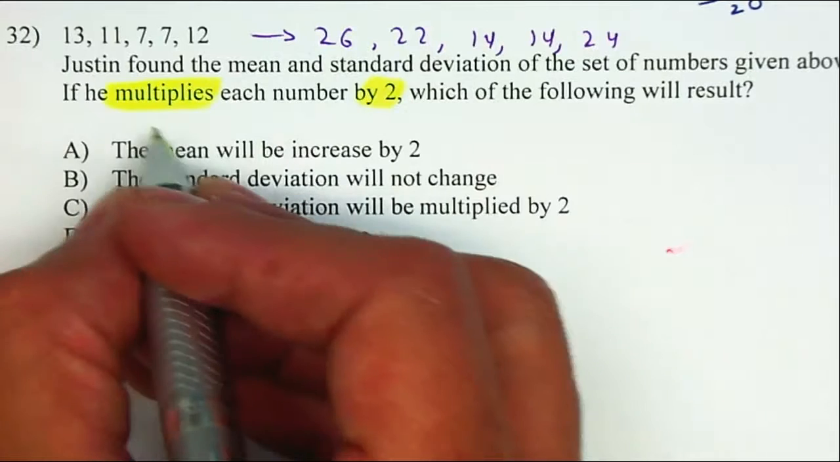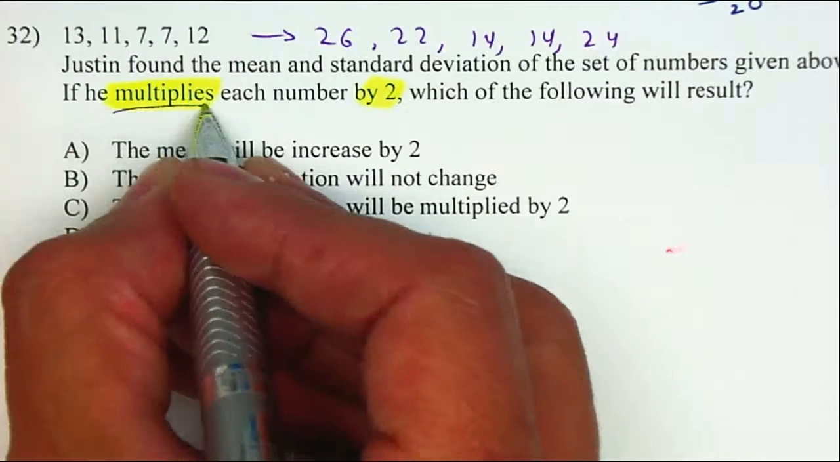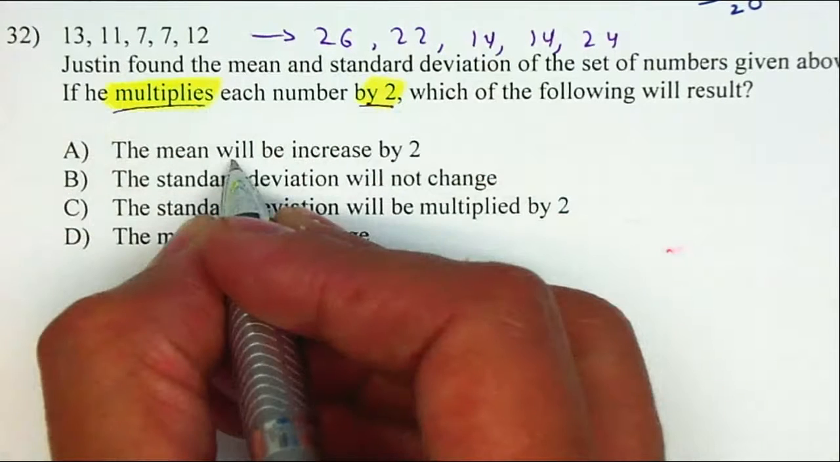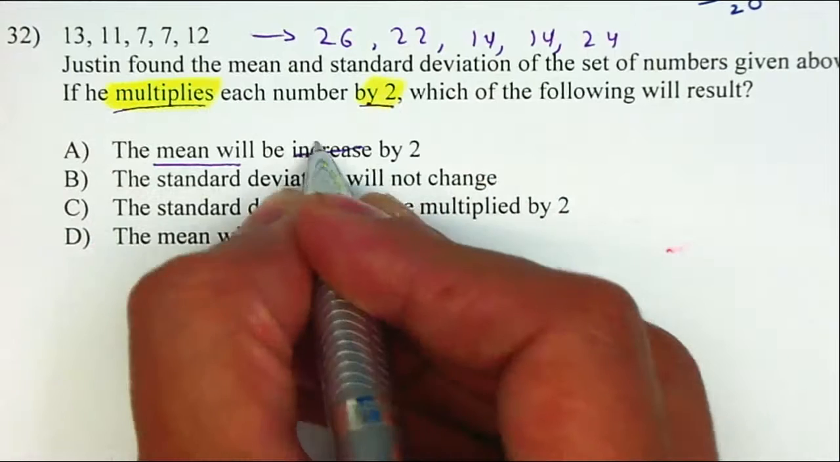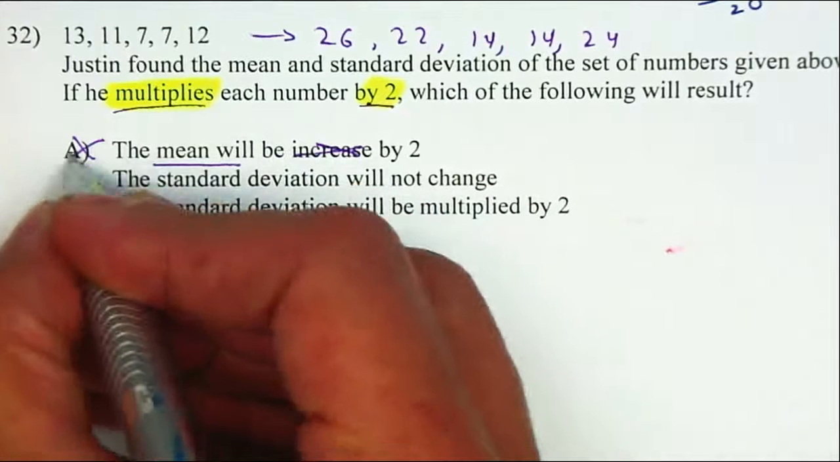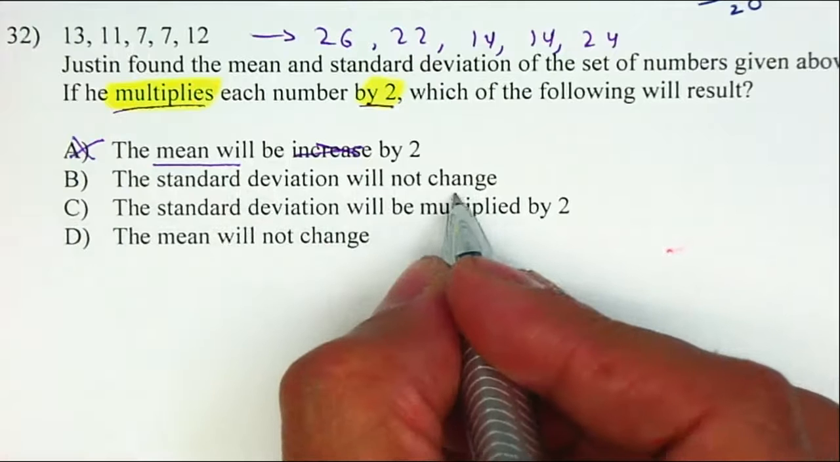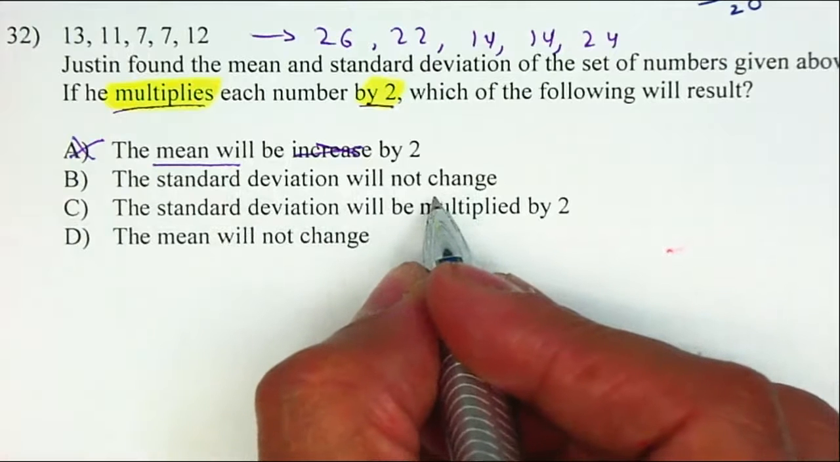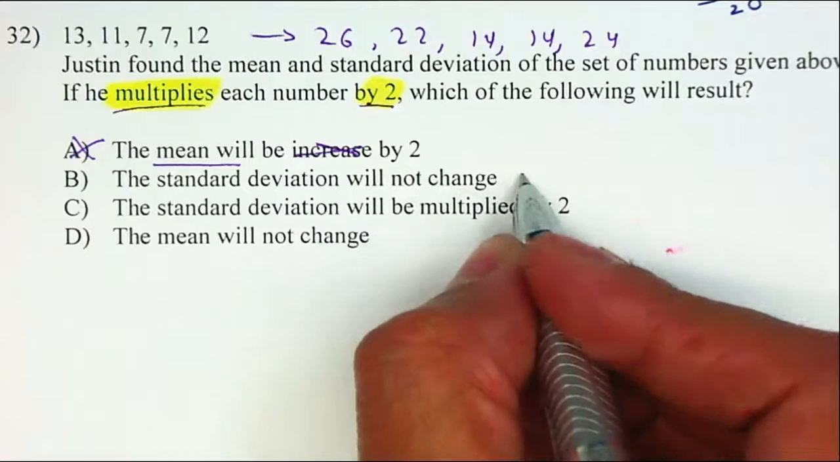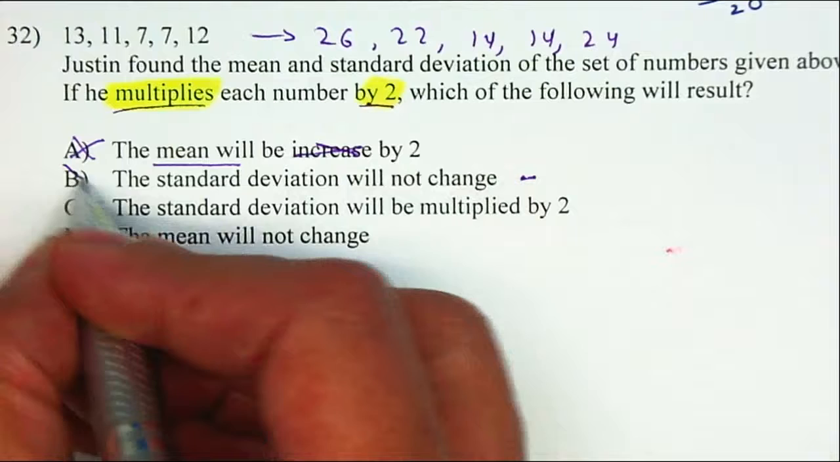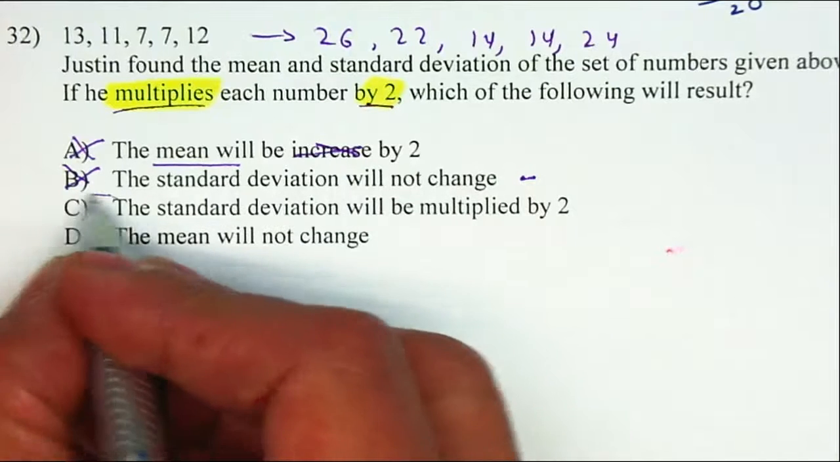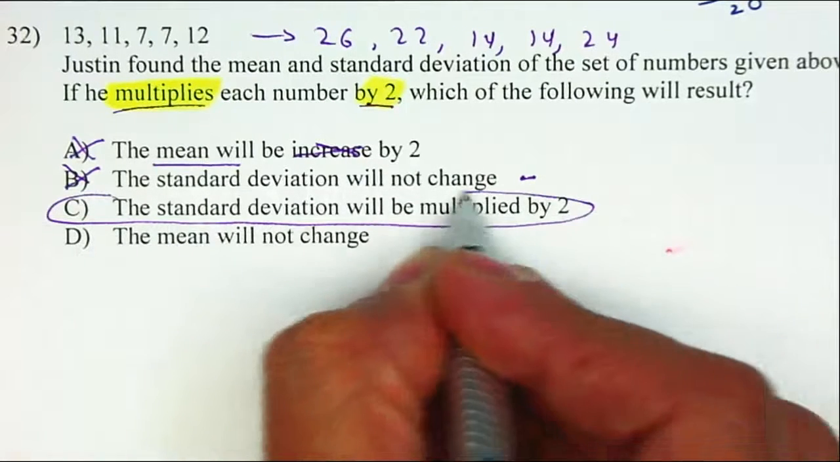Now, another way of doing it is to remember that if you multiply by 2, then your mean should multiply by 2. So it's not A. If you multiply, your standard deviation will also be multiplied. So your answer is not B. Your answer will be letter C.